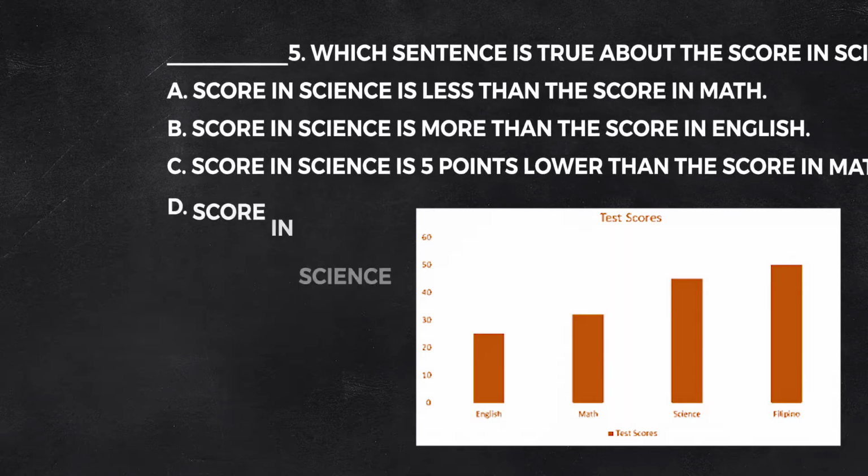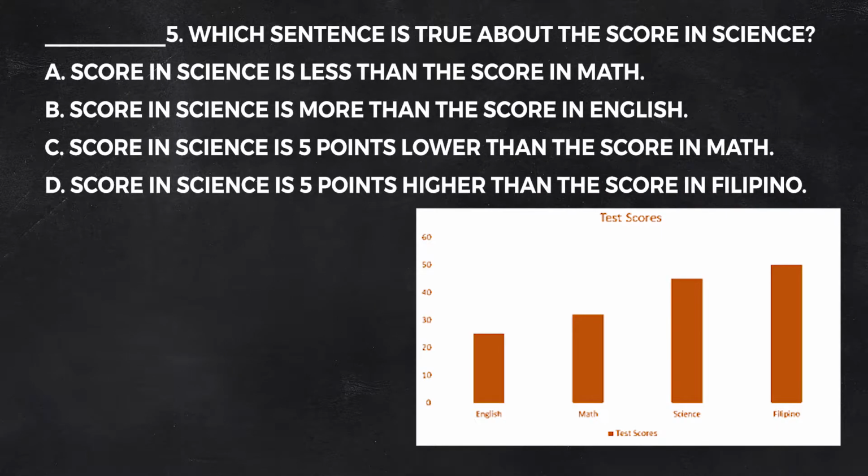And for the last question, which sentence is true about the score in science? Letter A. Score in science is less than the score in math. Letter B. Score in science is more than the score in English. Letter C. Score in science is 5 points lower than the score in math. Or letter D. Score in science is 5 points higher than the score in Filipino.